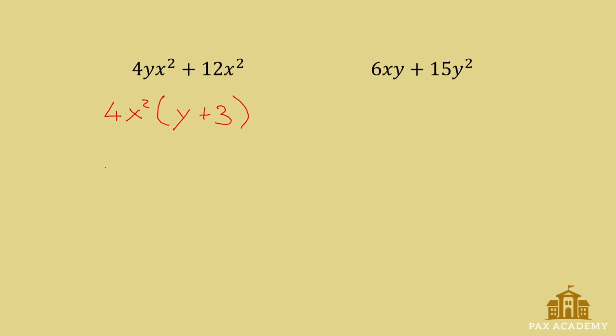Excellent. Now let's expand this to see if we're right. 4x squared times y is simply 4x squared y. And then 3 times 4 is 12x squared. So we're correct.